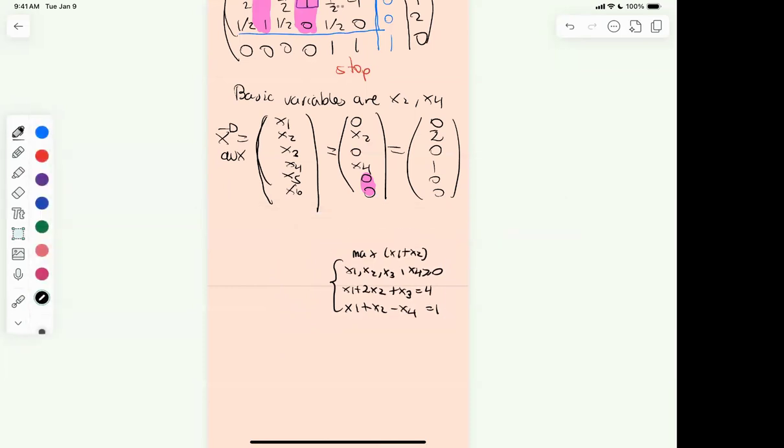for the original system, there's no x5, no x6. So it's just the first four entries of this vector. Okay. And the basic variables are columns 2 and 4, because those are the ones that are non-zero. Okay.